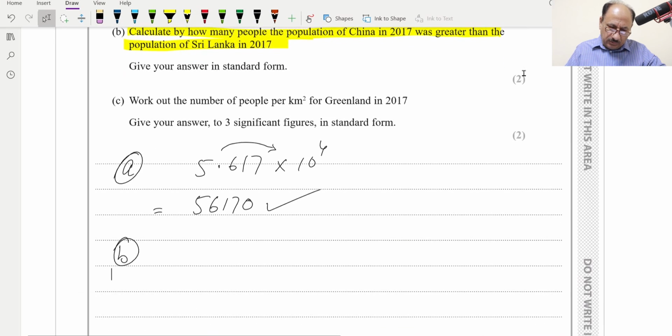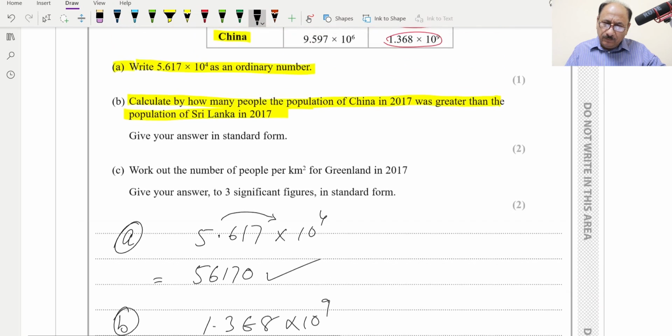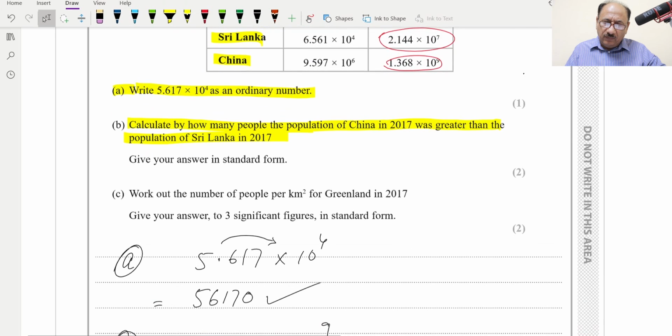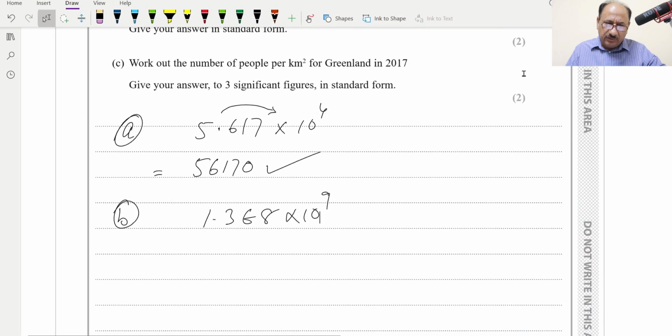1.368 × 10 raised to the power 9, minus 2.144 × 10 raised to the power 7. So we have to subtract this. For subtraction, we will first equalize the powers.